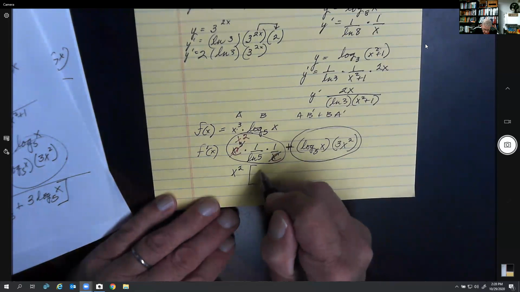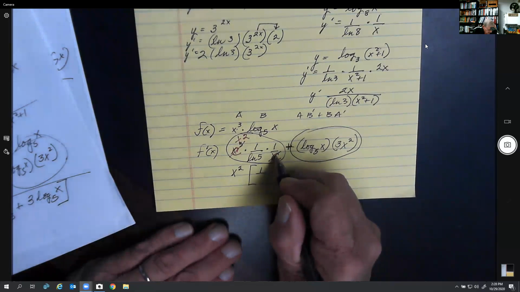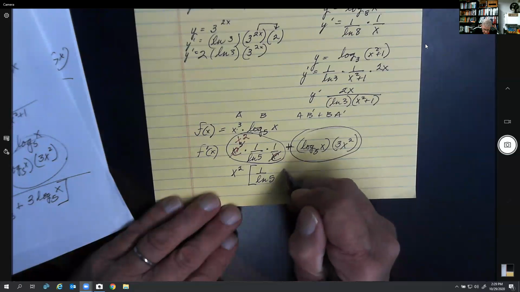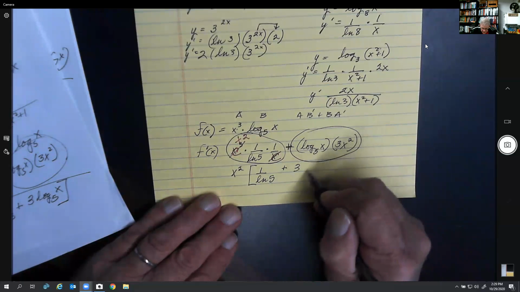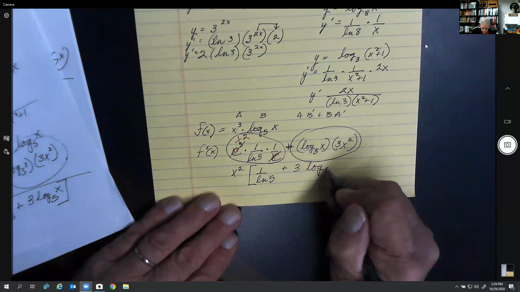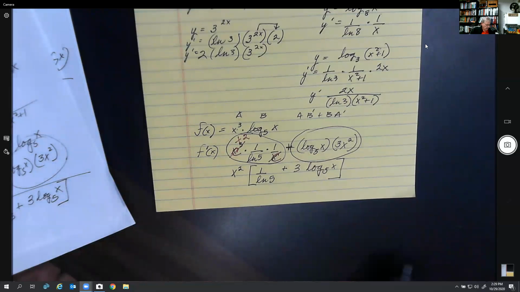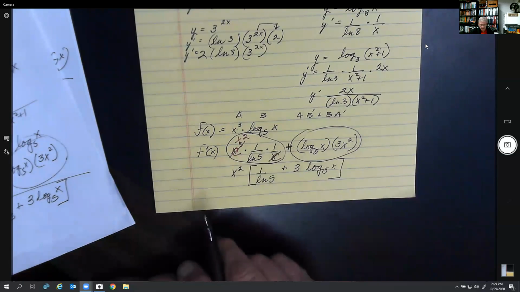This would be 1 over the natural, let's see, this x is gone. So it's just 1 over the natural log of 5 plus, we could take out the x squared, so we could probably write this as 3 log base 5 x. So we can put it in a simpler form, but that's pretty much it. So this is an ABBA.